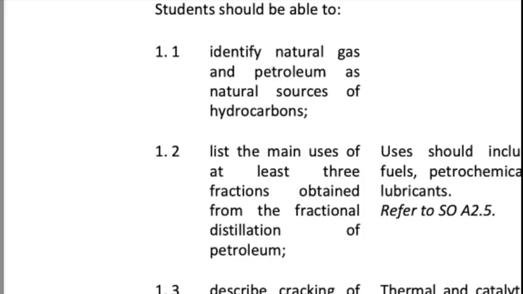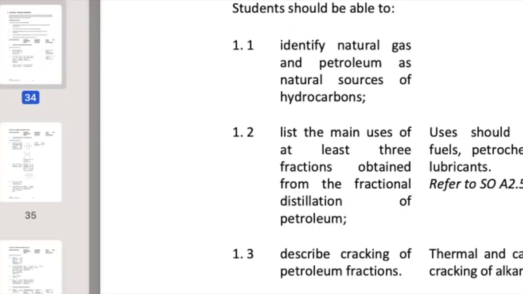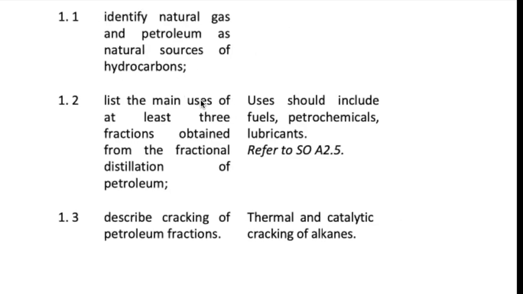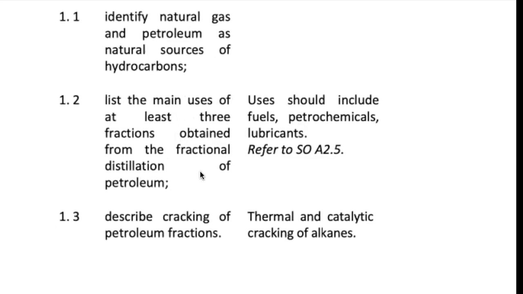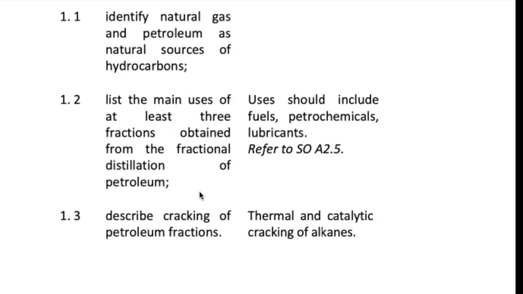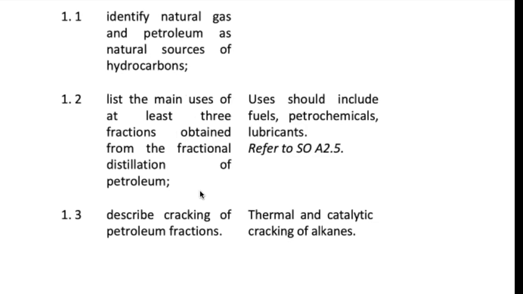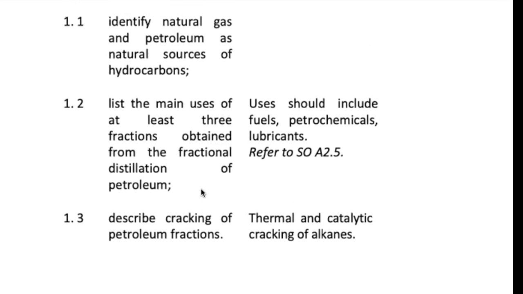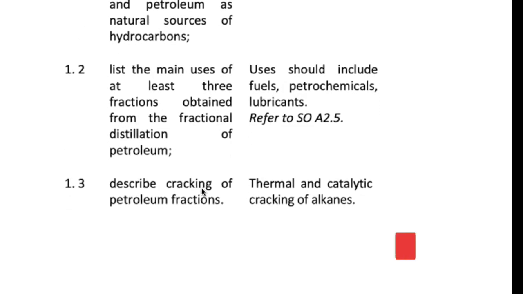Just the way the objectives are written, we can pretty much get some of the information from them. So without going any further, without even starting, we can see where natural gas and petroleum are natural sources of hydrocarbons. And we're going to list the main uses of at least 3 fractions obtained from the fractional distillation of petroleum, also known as crude oil. We're going to today also describe cracking of petroleum fractions. We have 2 types. We have thermal and catalytic cracking.